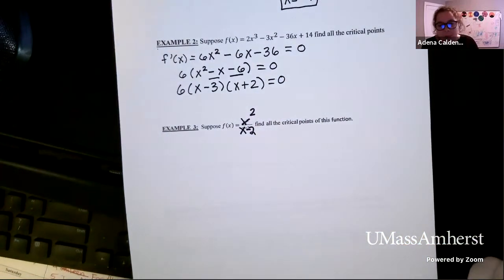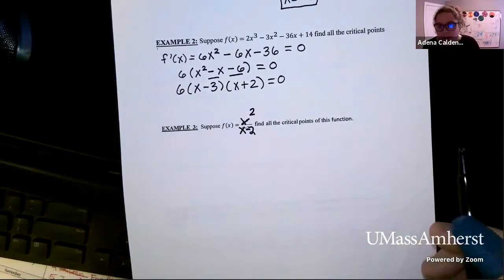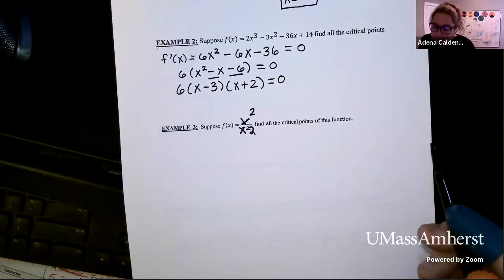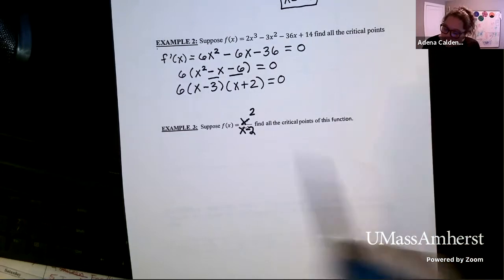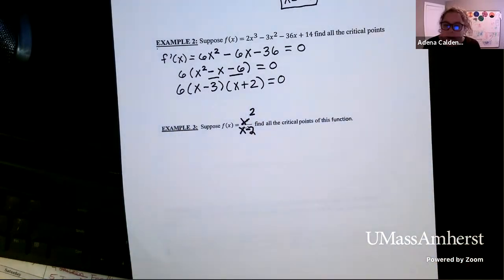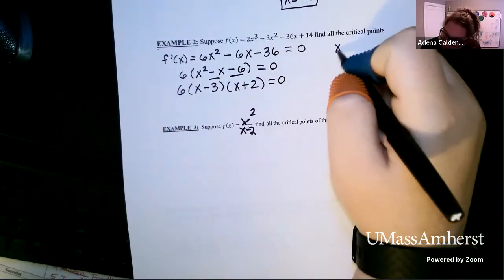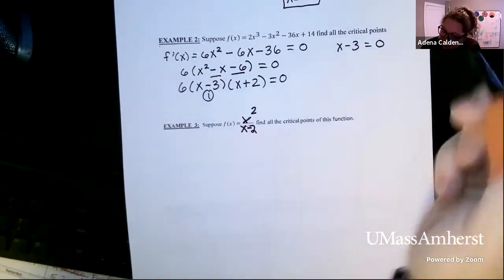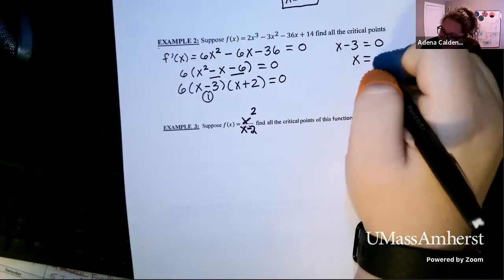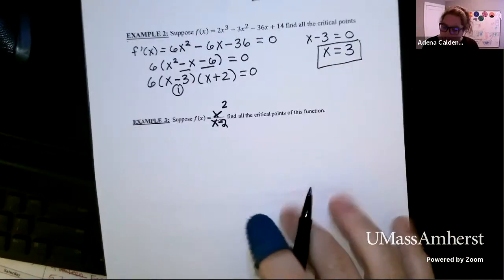So now I have 3 factors. I have 6, I have x minus 3, and I have x plus 2 equals 0. So I have to set each factor equal to 0 to solve. If I set 6 equal to 0, there's no solution, right? 6 will never equal 0. But if I do x minus 3 equals 0, so this factor, I get x equals 3. So that's one solution that makes that 0.